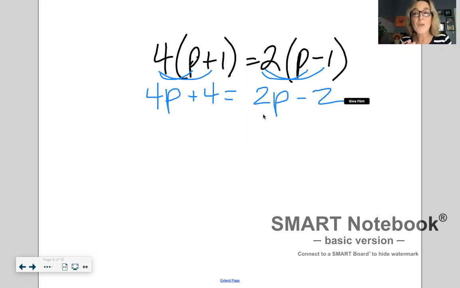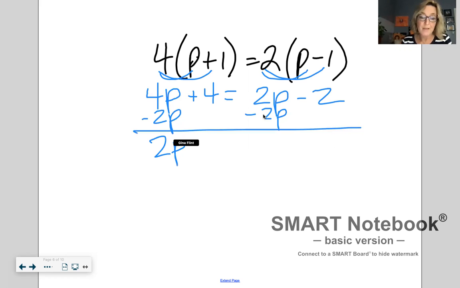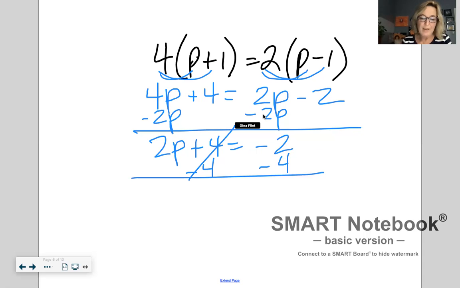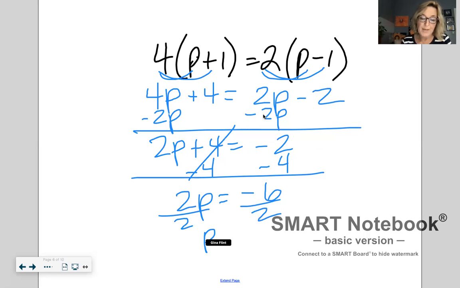And so we've done that multiplication, and now we're ready to start undoing. I'm going to subtract 2p from both sides because I want the p's to be on the left. And so we have 2p left plus a 4 is equal to negative 2. And now we're going to subtract 4 from both sides of the equation. And so we have 2p on the left is equal to negative 2 minus 4 is negative 6. And then we can divide both sides by 2 to get p is equal to negative 3.